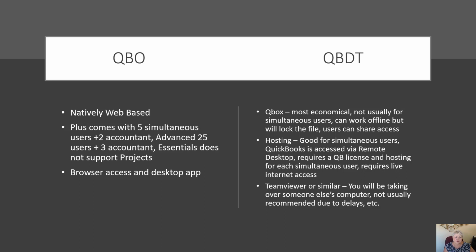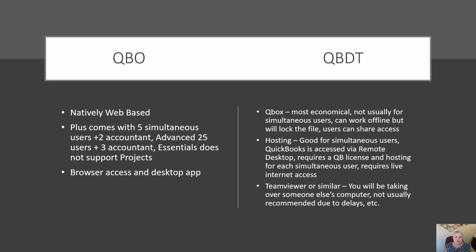There's also hosting. This is great for simultaneous multi-user access. QuickBooks is accessed via remote desktop. It does require a QuickBooks license and a hosting fee for each user, and you have to have live internet access while you're using it. However, keep in mind that QuickBooks Desktop does not charge you for additional company files, whereas QuickBooks Online does. So if you had like 5 different companies, you're going to get more economy oftentimes out of desktop than you would with QuickBooks Online, depending on what you've got going on.